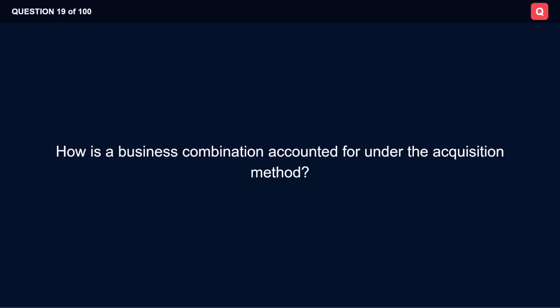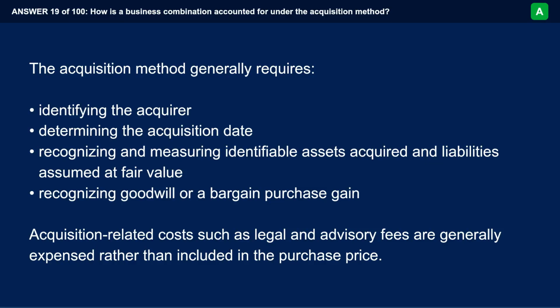How is a business combination accounted for under the acquisition method? The acquisition method generally requires identifying the acquirer, determining the acquisition date, recognizing and measuring identifiable assets acquired and liabilities assumed at fair value, and recognizing goodwill or a bargain purchase gain. Acquisition-related costs, such as legal and advisory fees, are generally expensed rather than included in the purchase price.